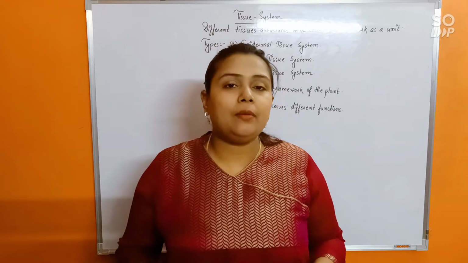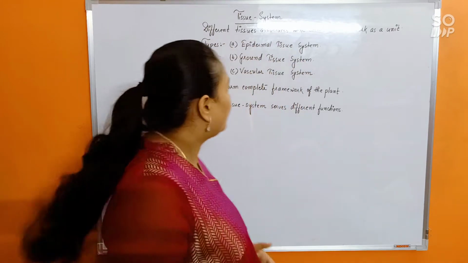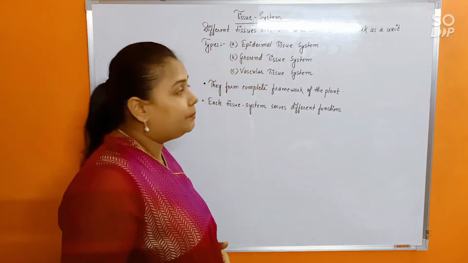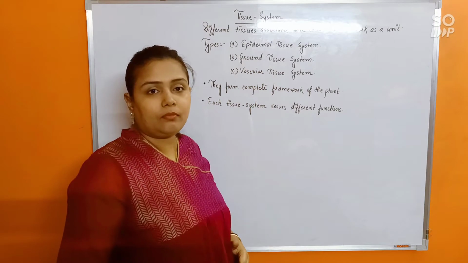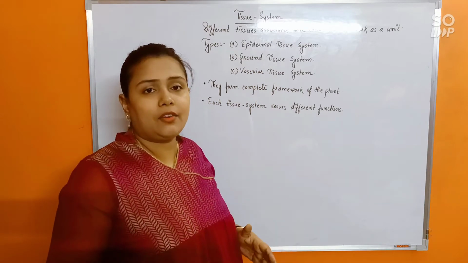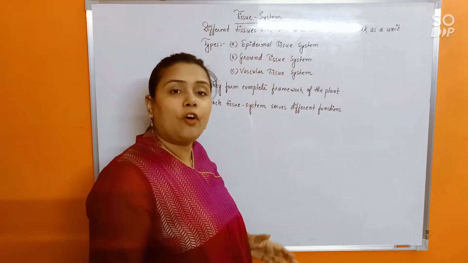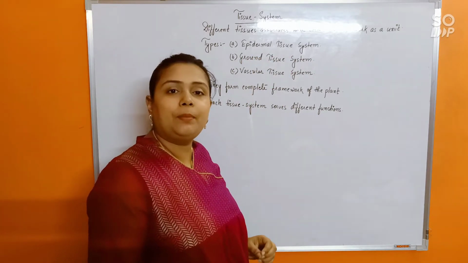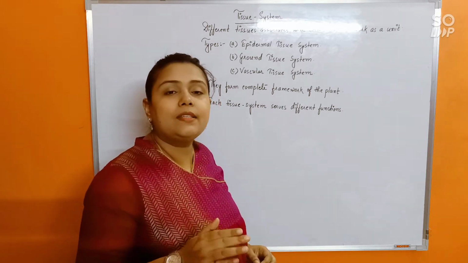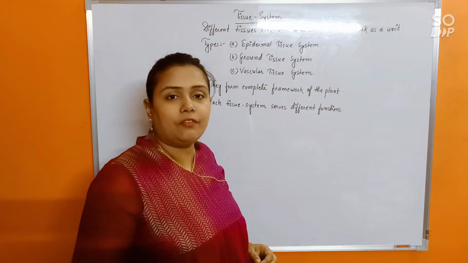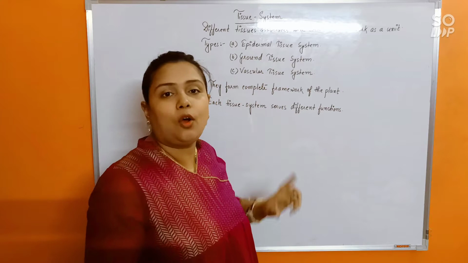Alright, so in the plant body there are mainly three types of tissue systems present. They are epidermal tissue system, ground tissue system and vascular tissue system. Now if I have to give you a brief idea regarding them, epidermal tissue system forms the outer skin of the plant body, the part that you can directly touch or the part that is in direct contact with the external environment. That is called the epidermal tissue system, the outer skin of the plant body.